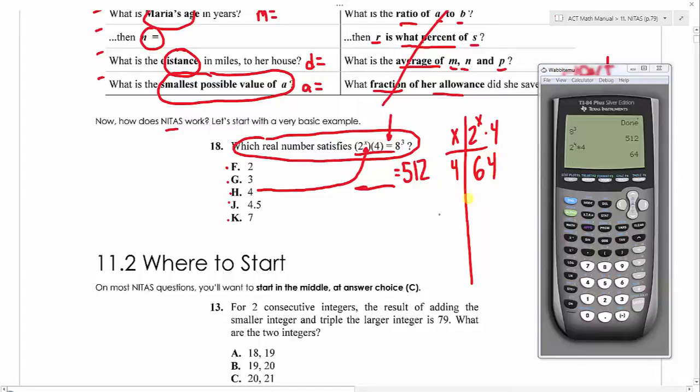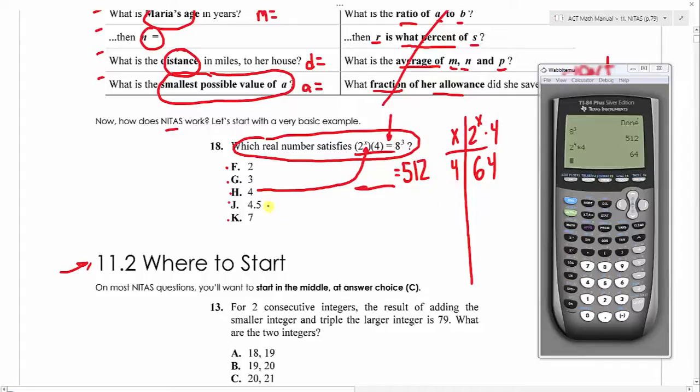We'll talk in a moment, actually, right down below, about why we start at answer choice H. Some of you might already have a sense of why we do that. But when I started at answer choice H in the middle with 4, I got 64. Well, obviously, 64 does not equal 512. It is way too small.